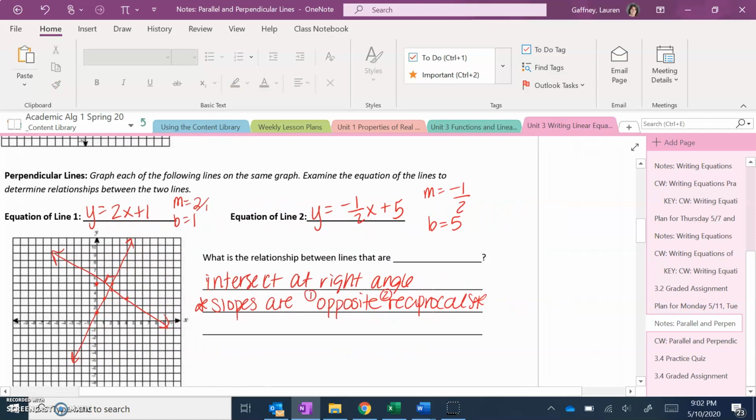So when I say opposite, that means one's positive and one's negative. So for example, if I said 1/2, the opposite then, since that's positive, would be a negative, and then the reciprocal means whatever it is, you flip it. So if this fraction is 1 over 2, it becomes 2 over 1. So let's say I started with an m of negative 4. The opposite would be a positive 4. Now you can write the positive, or you can just not write the plus sign. Technically, this is 4 over 1, so the reciprocal of that would be 1 over 4. Okay, so they're opposites and they're reciprocals.